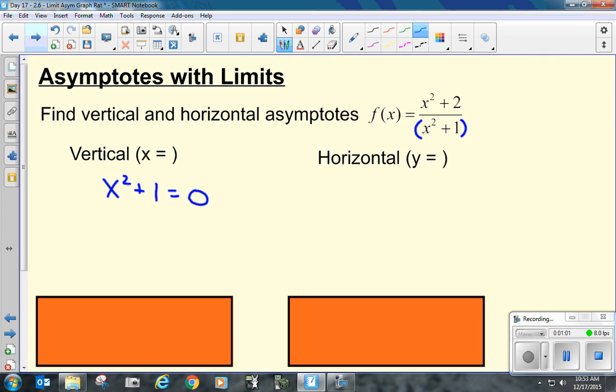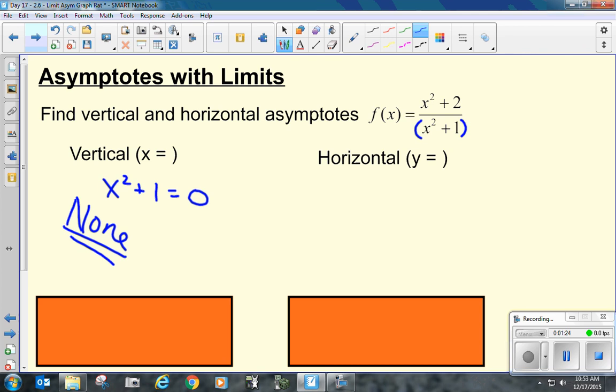1. 1 squared is 1. 1 plus 1 is not 0. That would give me 2. Well, you'll notice there are none. Sometimes there's no asymptotes. There is nothing that would make that equal to 0. Even if I put in a negative 1 and square it, well, negative 1 squared would be positive 1. So there are none there.